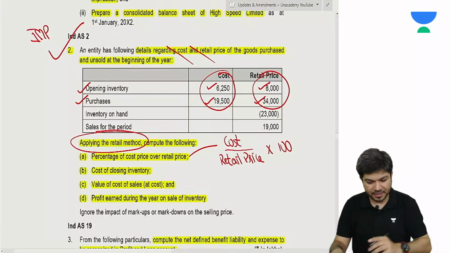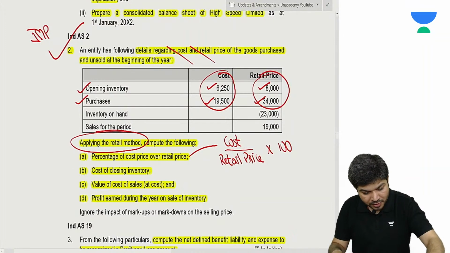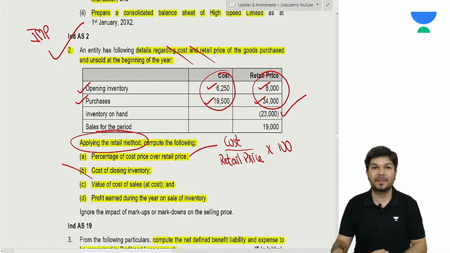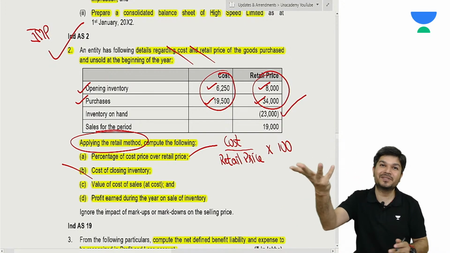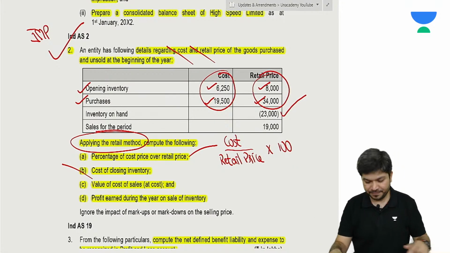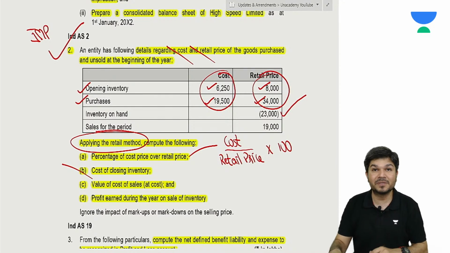This is one. Okay. Second, you are required to calculate the cost of closing inventory. They have given you retail price. Retail price 23. Can I say cost is 61%? So, 23 into 61%, done.